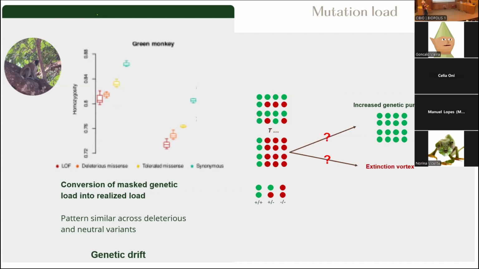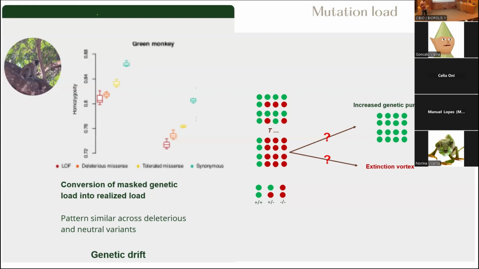And this is something that hints at genetic drift. The homozygosity is just increasing across all of them because of genetic drift, and selection doesn't seem to be mediating these changes. Otherwise, you'd see differences between the synonymous and the non-synonymous. So we have an increase in homozygosity, right? So which one of them is it? Is it genetic purging? Is it an extinction vortex?